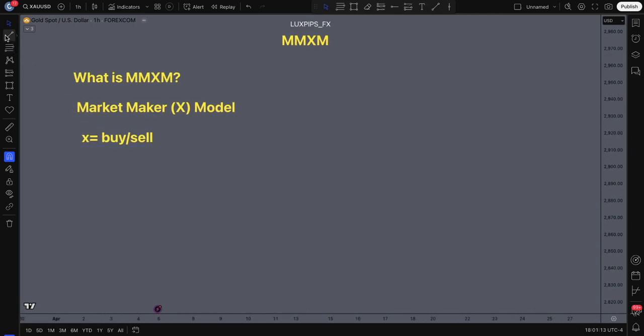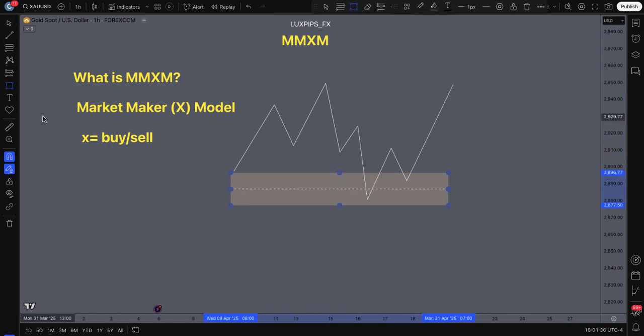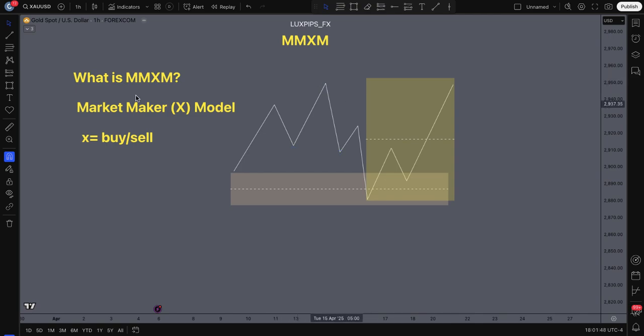So to give you an illustration off the bat, what is a Market Maker buy model? Let me draw it out real quickly, something like this. So the buy model is this part right here. This is the buy model. Let me change that color. This is the sell. This is the sell. And this is the buy.